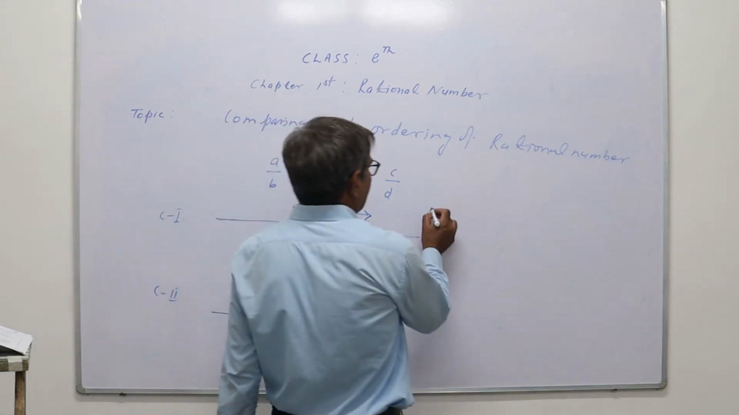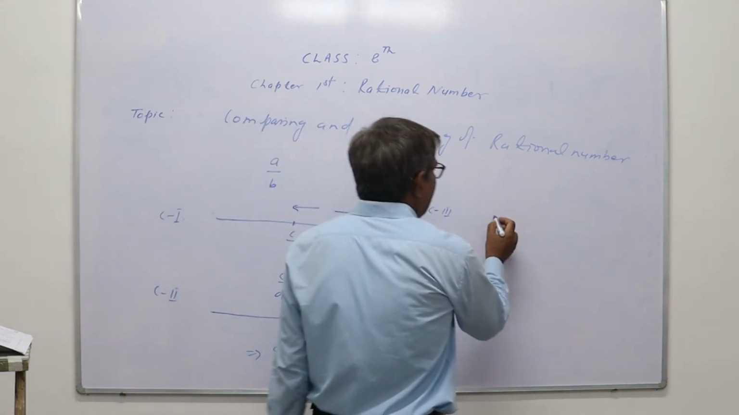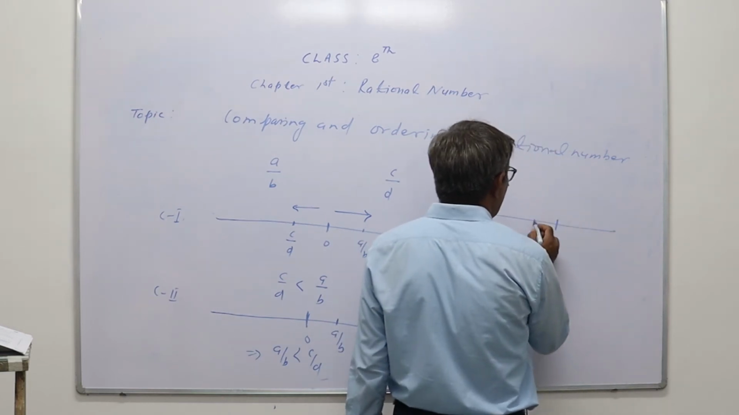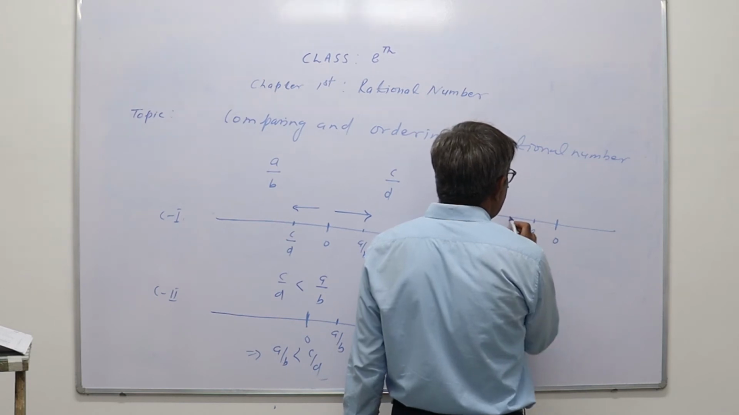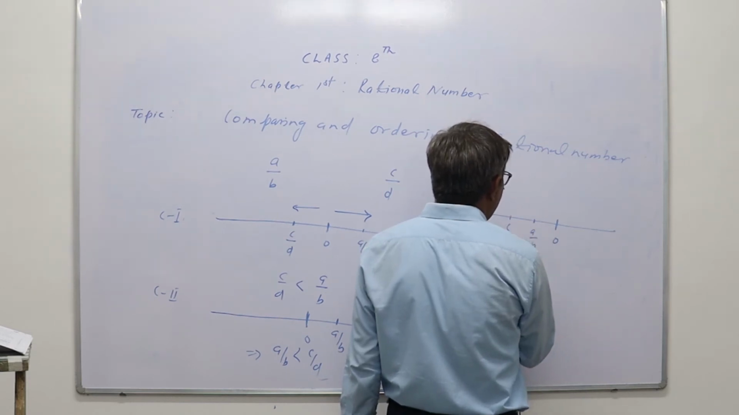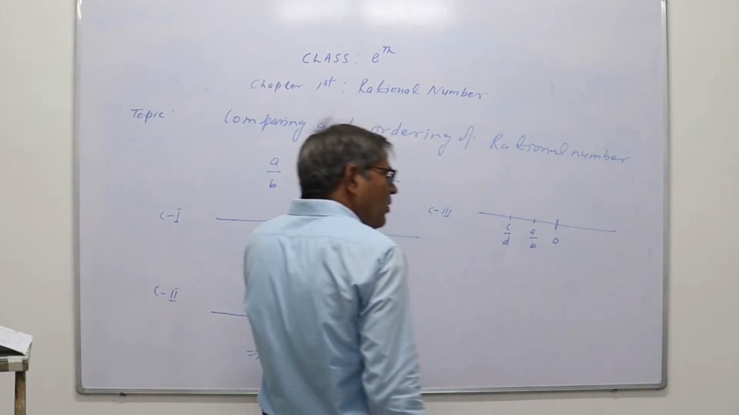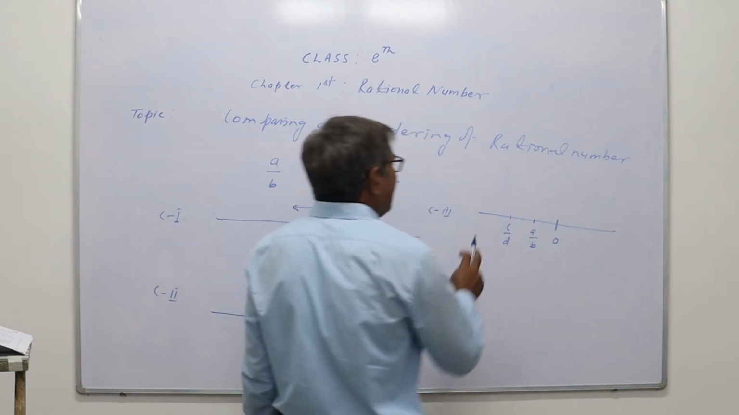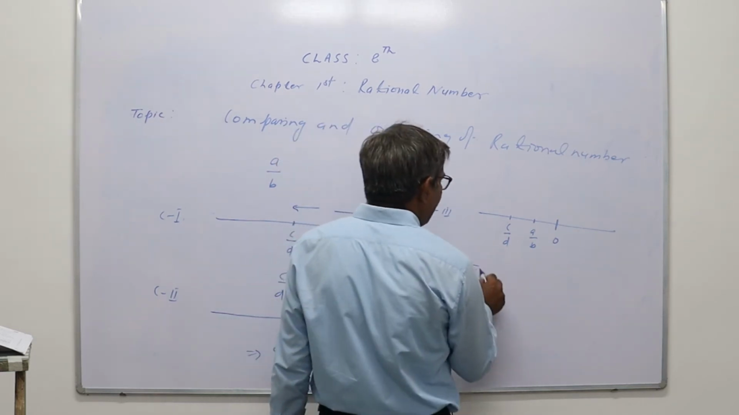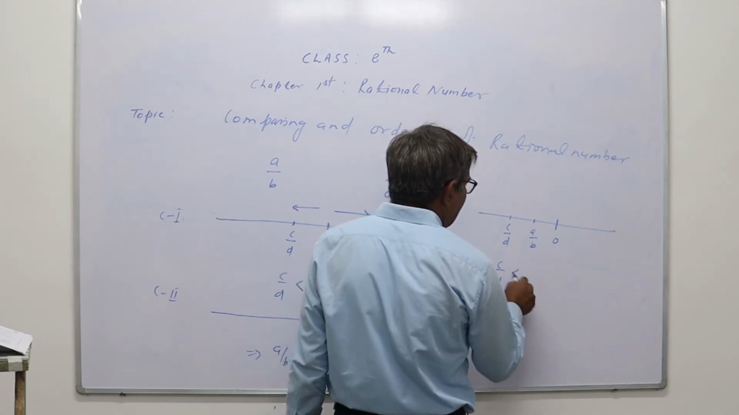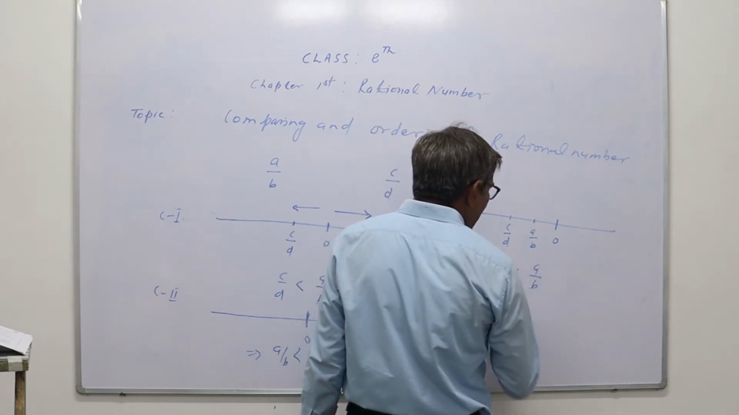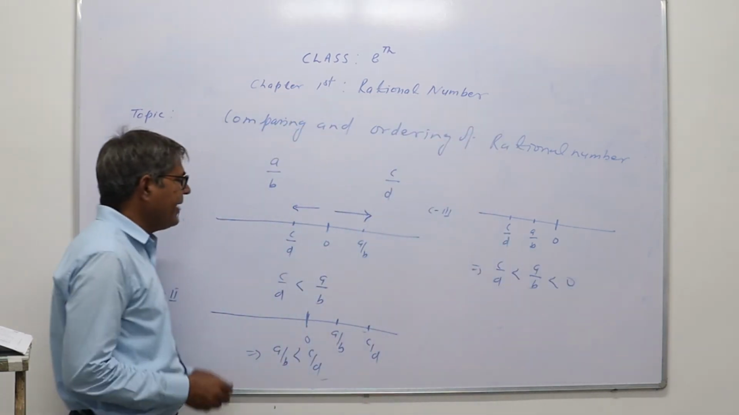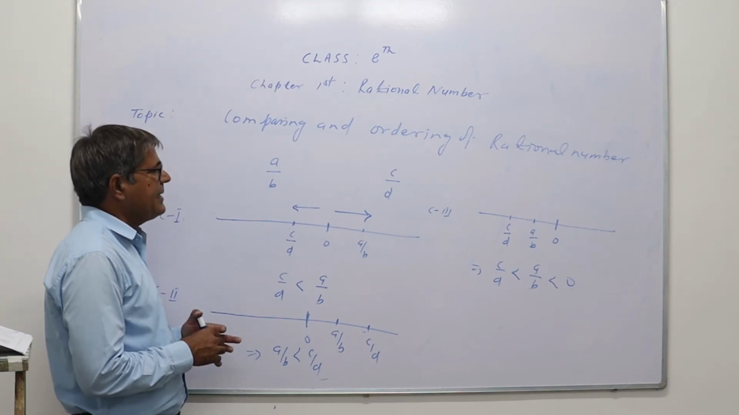Third case, when both the given rational numbers are on the left side of 0, first is a upon b and the second one is c upon d. Now, the rational number which is nearer to 0 will be greater than the other rational number. So it implies that c upon d will be less than a upon b, which is less than 0. So in this way we can compare the given rational numbers.